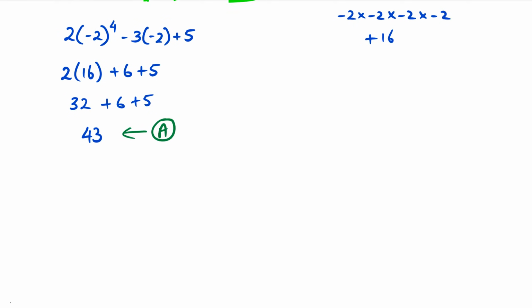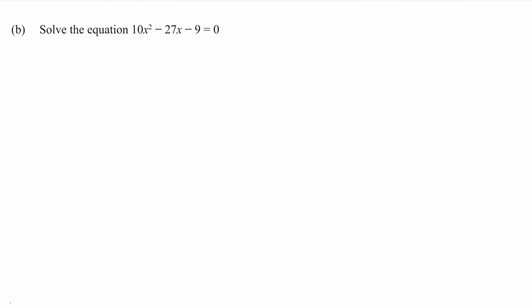Let's have a look at question 1B. So what we have is: solve this equation. We've got a quadratic that equals 0. And I know that last year somebody asked me a question about whether, if I know how to use the quadratic formula, I can actually use it here.